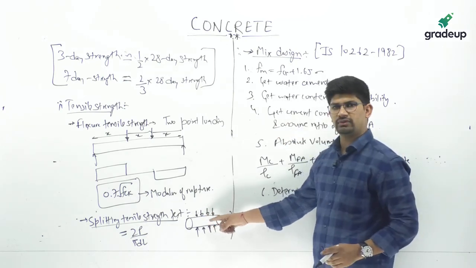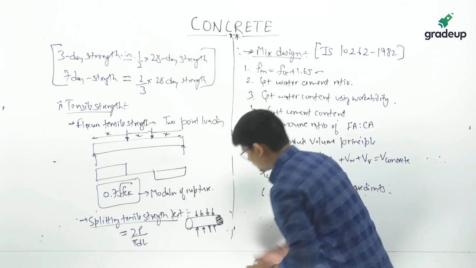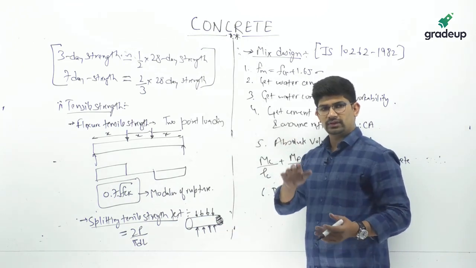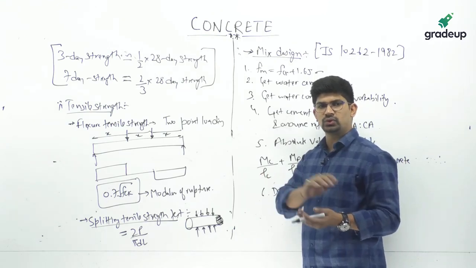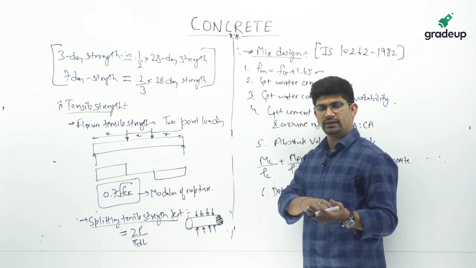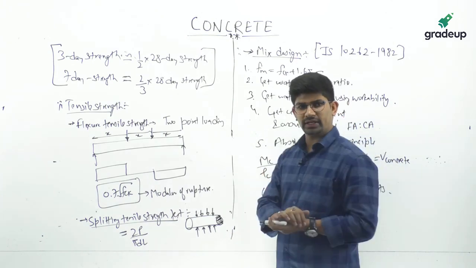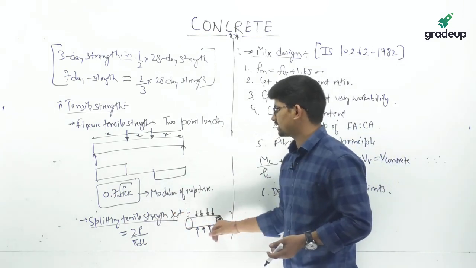So this cross section will be in tension, because the compressive stress in one plane will apply an equal stress, and due to the Poisson's ratio it will apply a stress of opposite sign in the perpendicular direction. So in this direction it will be tensile. So that will give the split tensile strength.